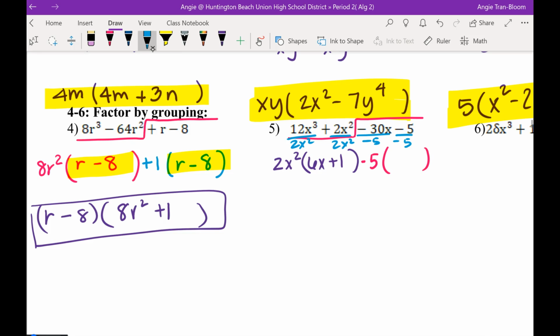Okay, so this is what that means. So when we factor out negative 5, what's left over, Madison? 6x plus 1. Check out your two groups. Are those two identical? That means that's the greatest common factor. So can I factor that out? Yep. So now, what's left over, Anthony, in the second factor? 2x squared minus 5. Perfect.